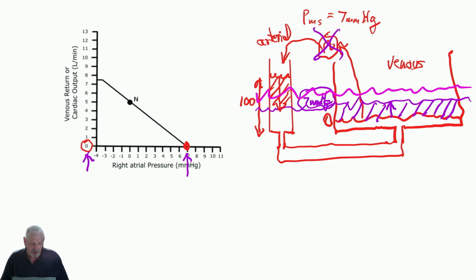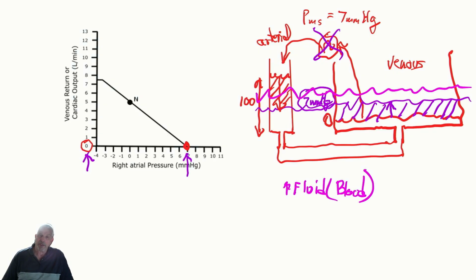Okay, so if we turned off the heart. And so what you can see is that if you put more fluid into the circulation, meaning more blood into the blood vessels, so fluid means blood when we think about it this way, you'll see that we are going to increase the mean systemic filling pressure. But what's the other way that we could increase mean systemic filling pressure?